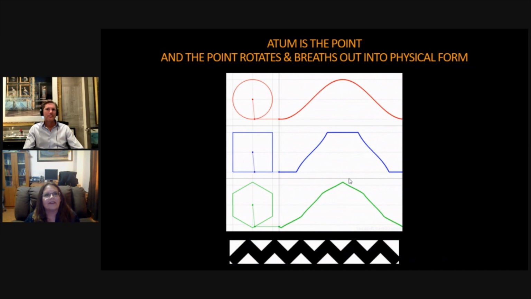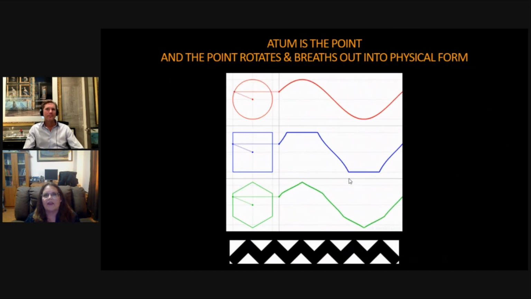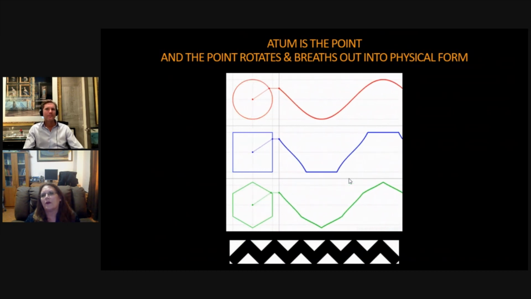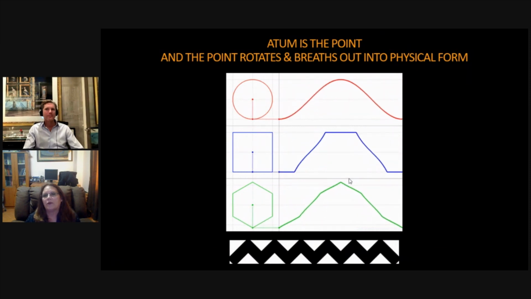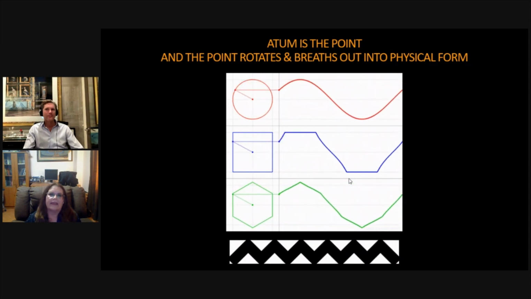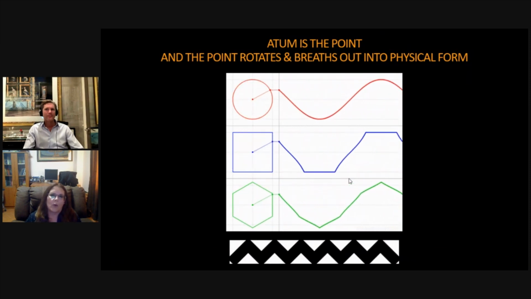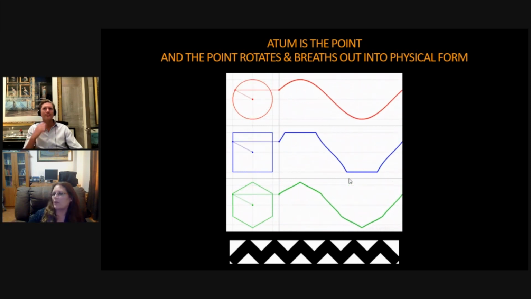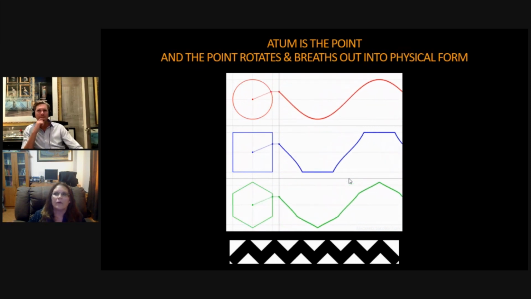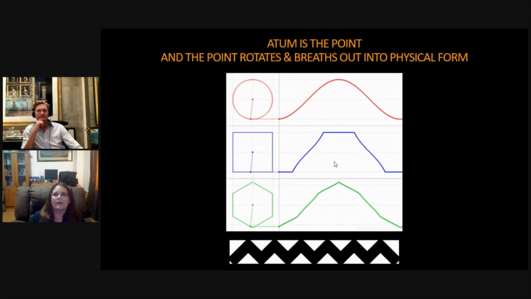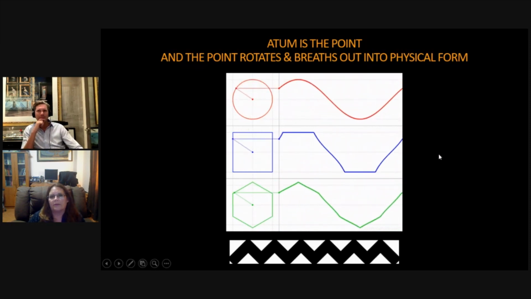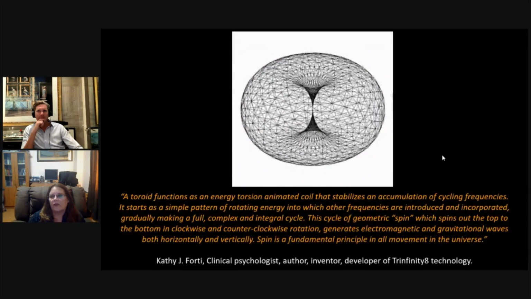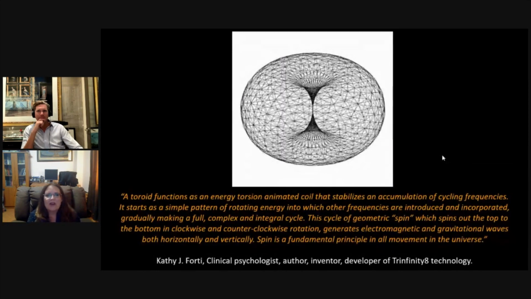Atum is the point, right? And the point rotates and breathes out into physical form. This is how our perception of form begins. This is creation. Watery waveform creating sacred geometric shapes that become our perception of form. Liquid light becoming form. Torus field. It's all about the torus. So I'll say it again.